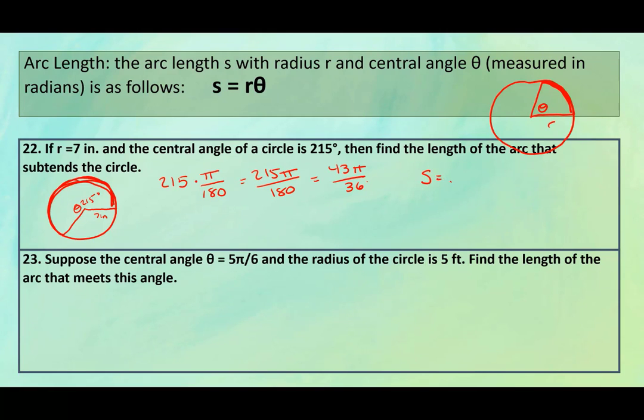So we have S is equal to r theta, and we're looking for S. So we have r, that's 7 inches, and we have theta, which is 43 pi over 36. Again, you could just put 215 pi over 180 in here. I'm not going to judge. So what you're going to do is put this entire thing directly into your calculator, and round it to the nearest tenth of an inch. When you do, you're going to get 26.3 inches.